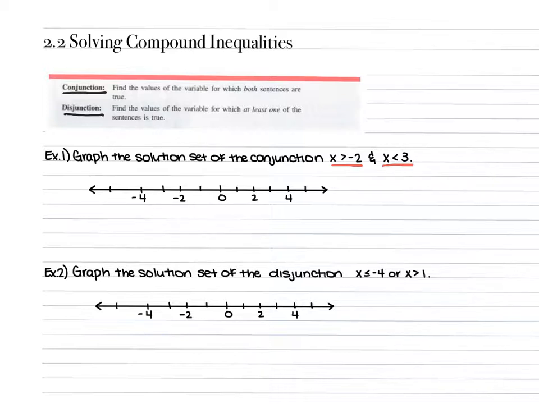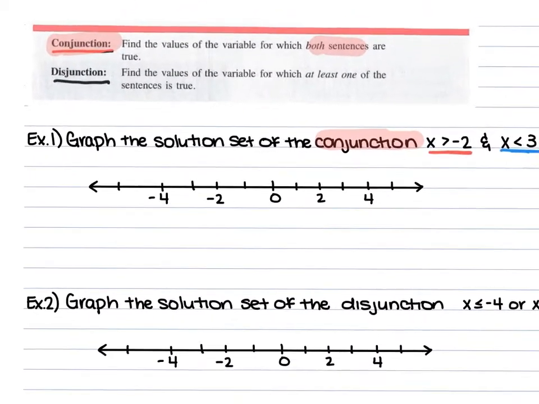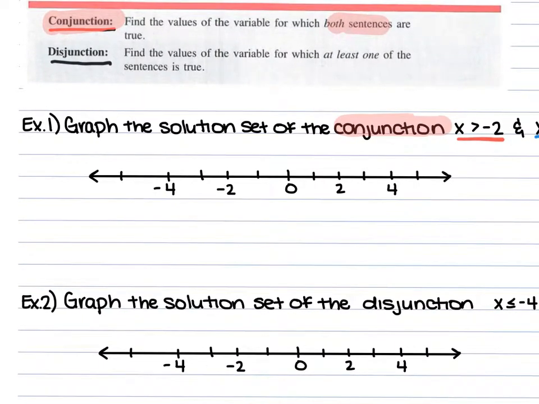So the first one is a conjunction. I'm going to do some color coding here, because if not, you can get lost in these words and then the homework can be very confusing. A conjunction is true for both sentences. So watch as I graph x is greater than negative 2, and I'm going to use two different colors here to graph them, and x is less than 3. So let's talk about graphing x is greater than negative 2. How do I graph that on this line? Just the red part, x is greater than negative 2.